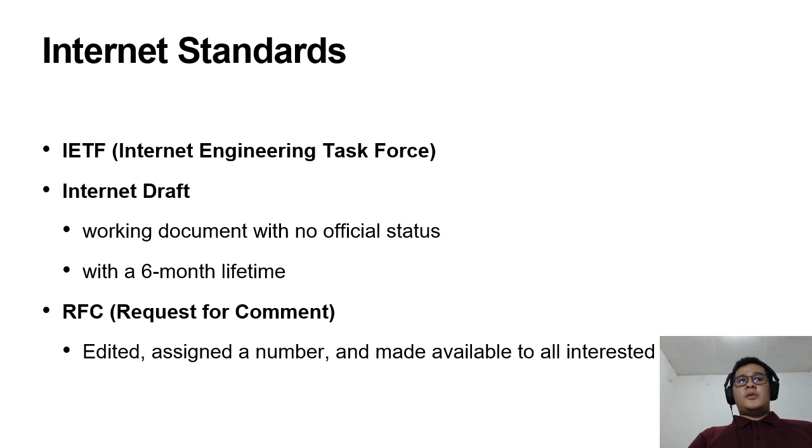The internet standard is accepted, agreed by the set of rules. There are three stages: IETF, Internet Draft, and RFC. IETF is the Internet Engineering Task Force. Internet Draft is a working document with no official status and a 6-month lifetime. And the RFC, or request for comment, will be edited, assigned a number, and made available to all interested.